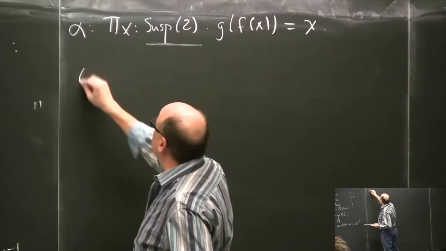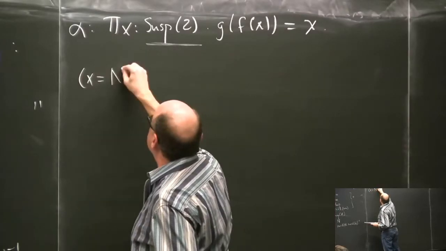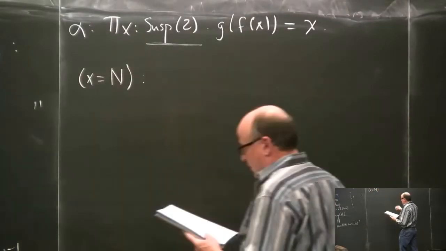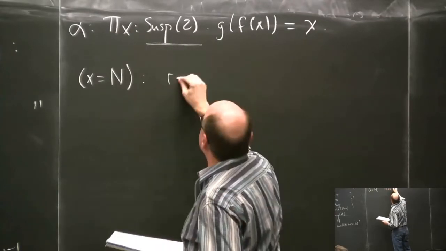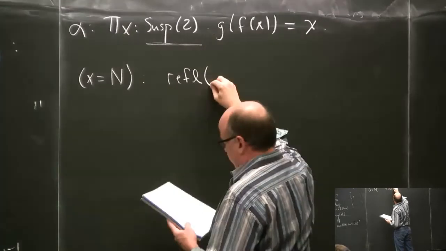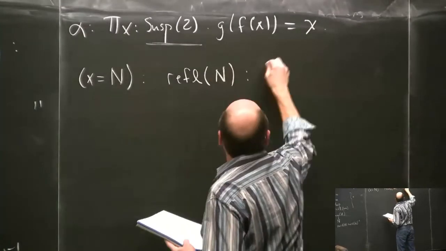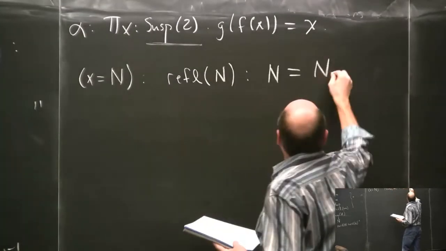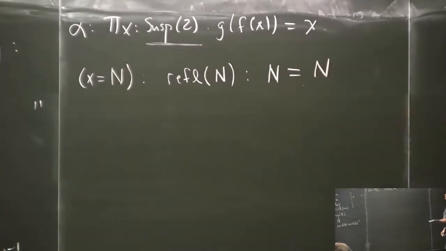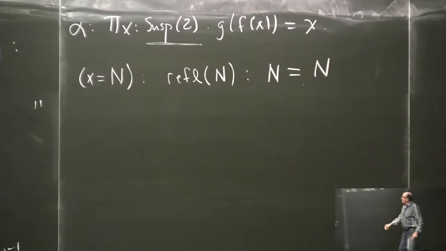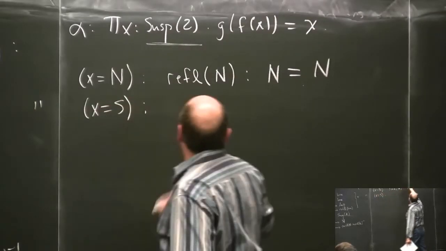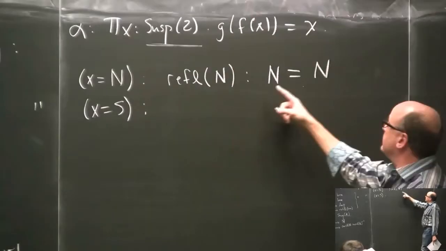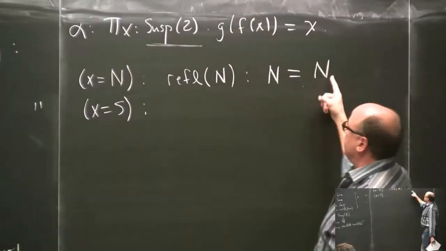So I wrote it like this. So one to think of is x happens to be north. Then what do? I'm going to send this to refl of n, which is a proof that n is equal to n in susp of 2. Let me not write that every time. Okay, so I have to prove that this is that. And when I have x is s, I want to at least get something which is type correct. So if you plug in refl of n, of course it has that type.